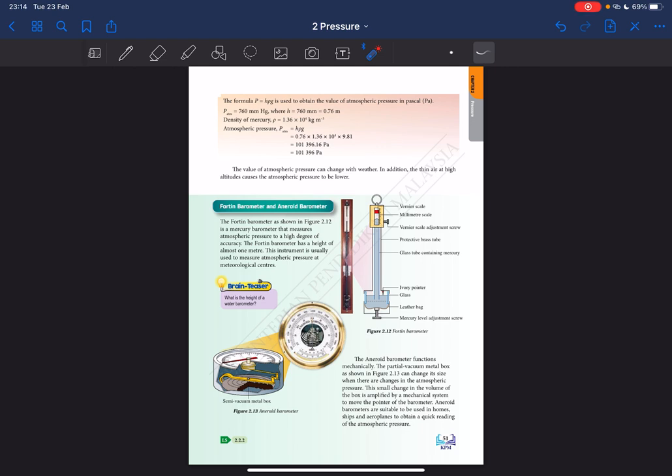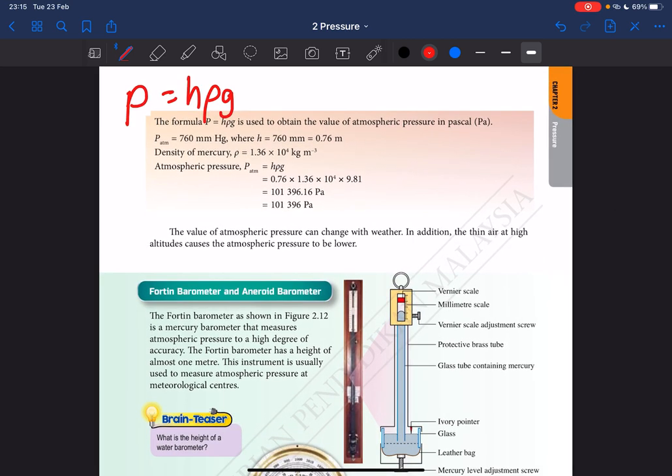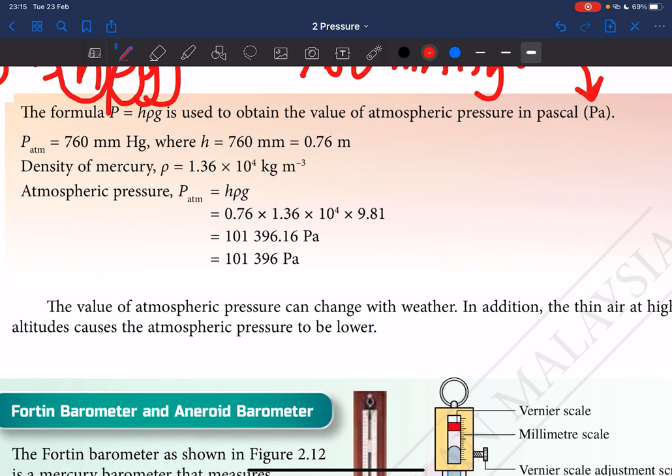The formula of pressure, that is h rho g, can now be used to convert the atmospheric pressure from 760 mmHg into the SI unit of Pascal. We know the length of the column filled with mercury, the density of the mercury, and the gravitational acceleration of the Earth. Simply put, you just substitute everything into the formula. So we know that atmospheric pressure is equal to 760 mmHg. To convert it, simply replace the height.